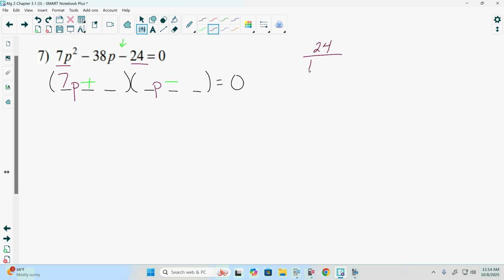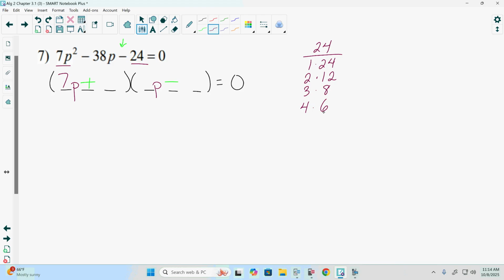24, on the other hand, has a few factors. We have 1 and 24, 2 and 12, 3 and 8, 4 and 6. The next number that could possibly be a factor would be 5, but 5 is not, so we have them all. Because the one after 5 would be 6, it's already listed.